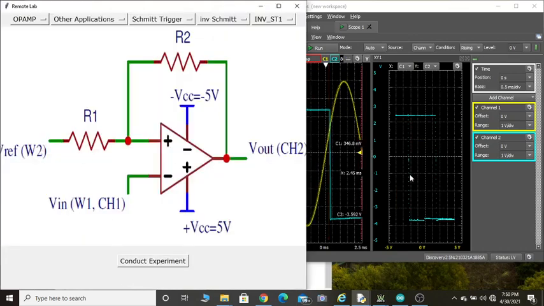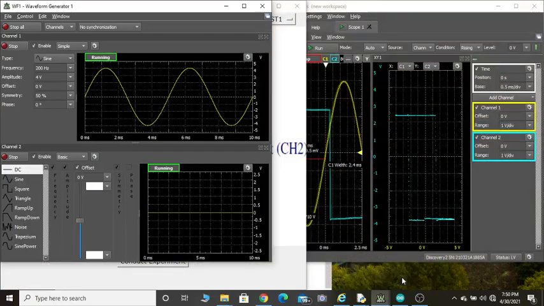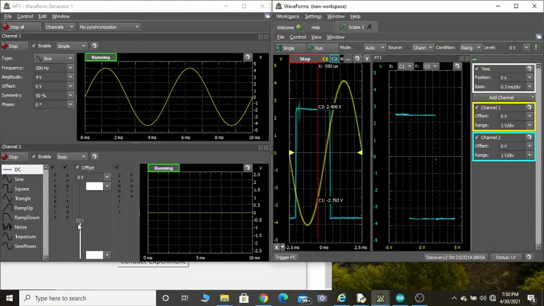If I change the reference voltage as per the equation, the VTH and VTL will also change. We can make both VTH and VTL positive as well as negative. So let me just demonstrate that. I will increase this amplitude. Let me keep it in run mode. I will just keep on increasing this amplitude.